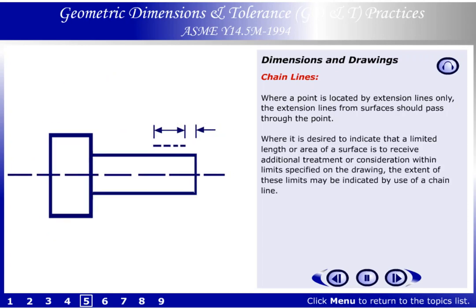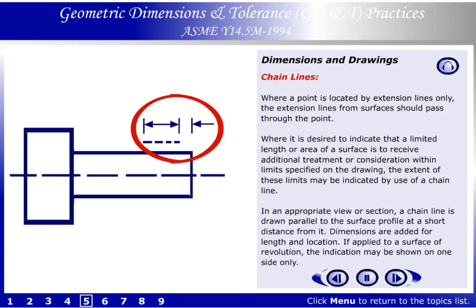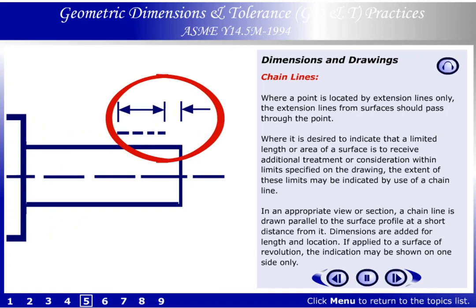Where it is desired to indicate that a limited length or area of a surface is to receive additional treatment or consideration within limits specified on the drawing, the extent of these limits may be indicated by use of a chain line. In an appropriate view or section, a chain line is drawn parallel to the surface profile at a short distance from it. Dimensions are added for length and location. If applied to a surface of revolution, the indication may be shown on one side only.